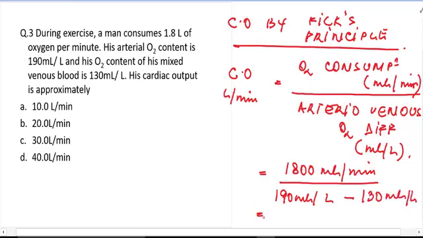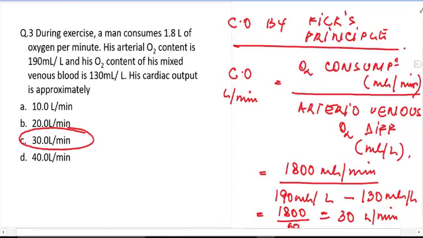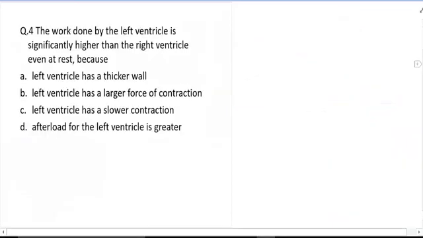Your answer is 1800 divided by 60, which is equal to 30 liters per minute. So your answer to this question becomes 30 liters per minute. This is the cardiac output by the Fick's principle. Let's look at the next question.